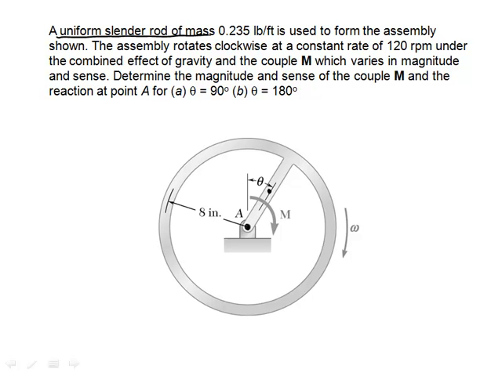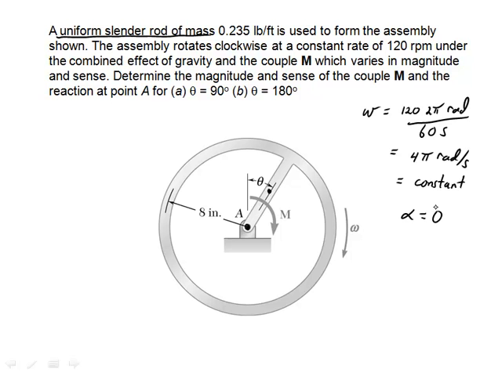So the assembly is rotating clockwise, and it has a constant rate. Now that's important. The omega is equal to 120 RPMs. That's rotations per minute. So that's 120 times 2 pi radians divided by 60 seconds. And so that's 4 pi radians per second. And that's a constant. And the reason that that's so important is that means that alpha is equal to 0. So this thing is going to be rotating with a constant angular velocity.